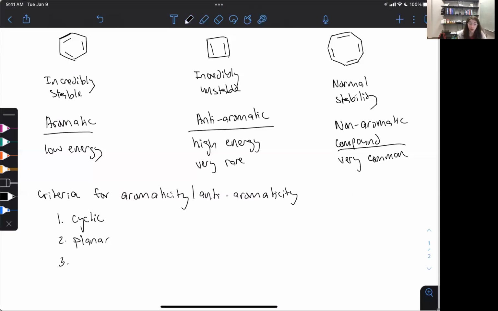Okay, so the third criterion is they have to have a p orbital on every atom in the ring. Note that I didn't say anything about it having to be pi electrons or anything like that. It just has to have a p orbital. So that means stuff like carbocations can count, right? Because they have a p orbital present. And then the fourth is it actually matters the number of electrons that you have in that conjugated system. That's called Huckel's rule.